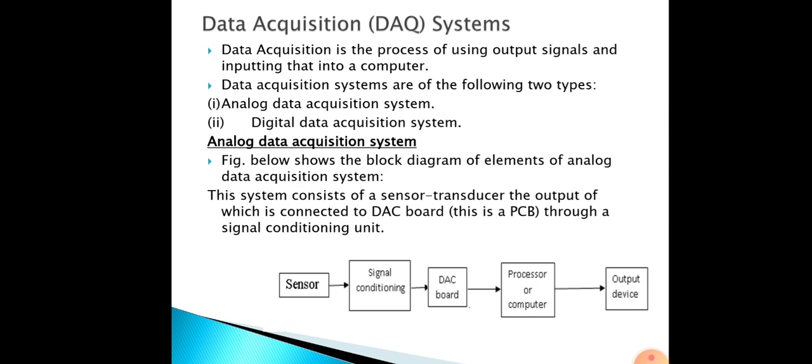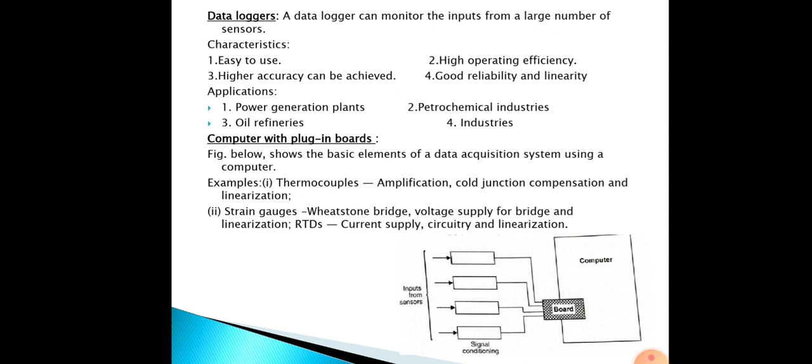So an automated data acquisition system may be of the following forms: data loggers or computer with plug-in boards. After processing, it will be given to the output device. The next one, we'll be seeing about data loggers. So what is a data logger? A data logger can monitor the inputs from a large number of sensors. Data loggers are nothing but they will be monitoring the inputs from not only one sensor, but from many sensors.